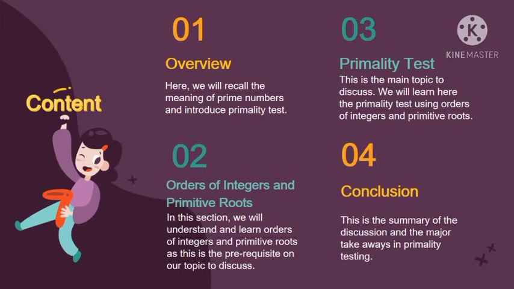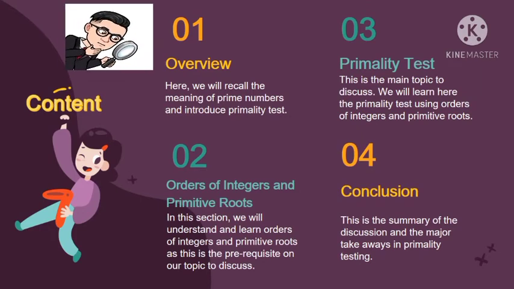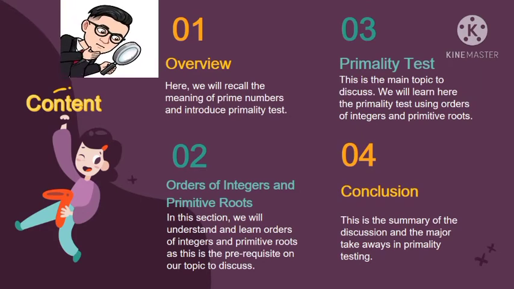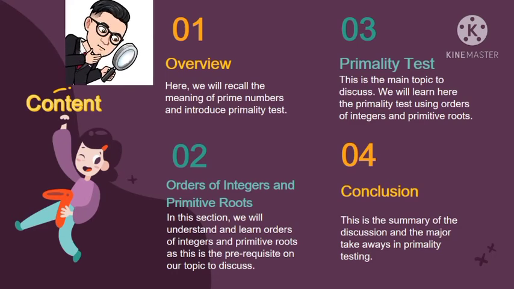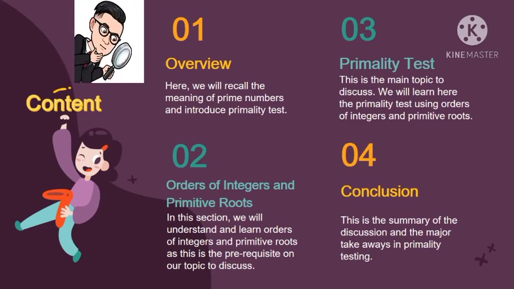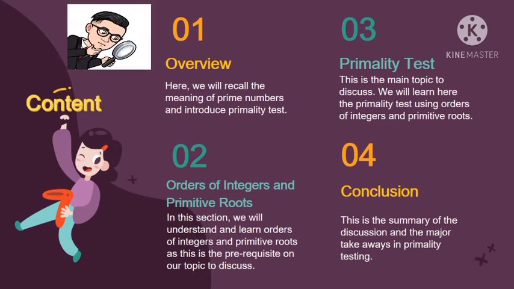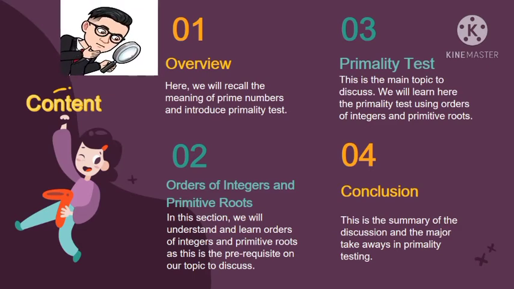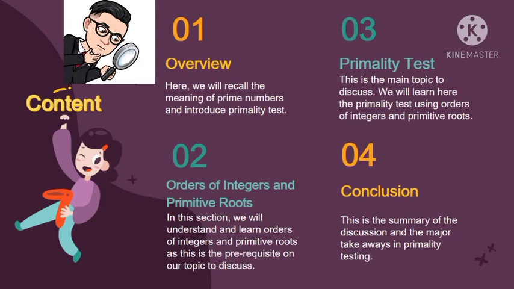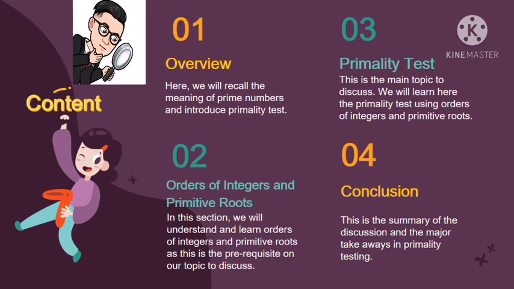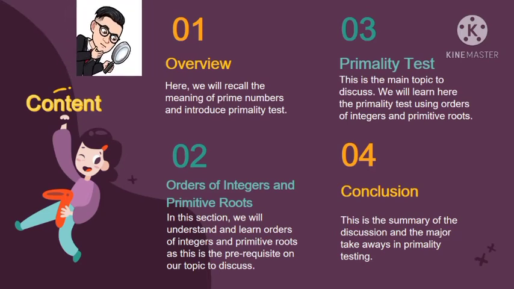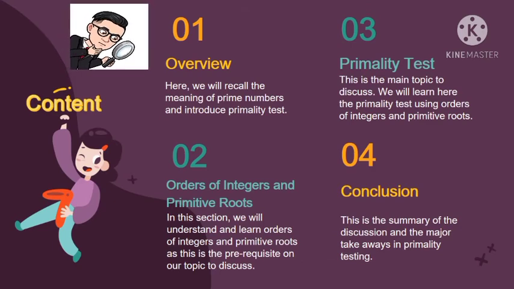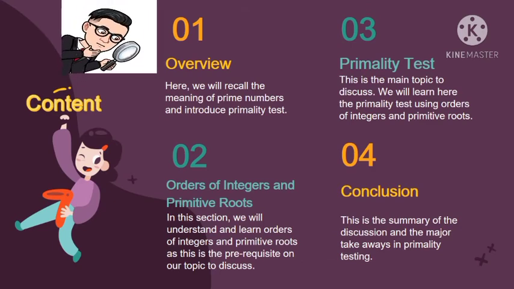This will be the content of our discussion. On the first part, we have the overview. Here, we will recall the meaning of prime numbers and introduce primality test. On the second part, the orders of integers and primitive roots. In this section, we will understand and learn orders of integers and primitive roots as this is the prerequisite on our topic to discuss. Third part is primality test.